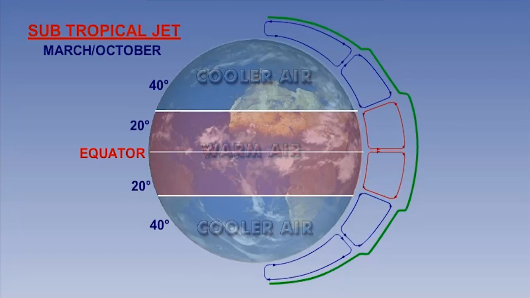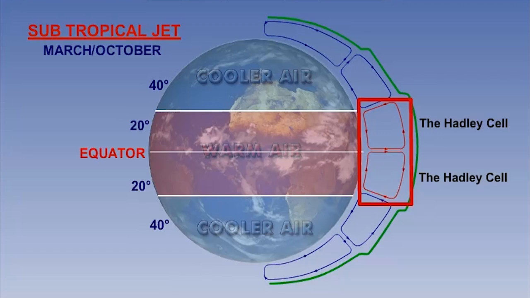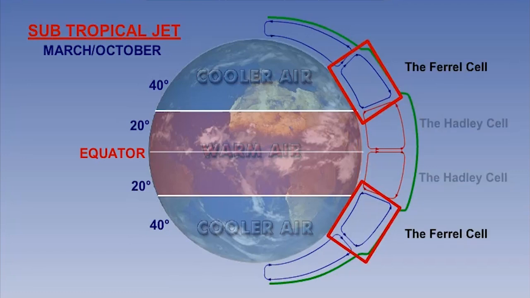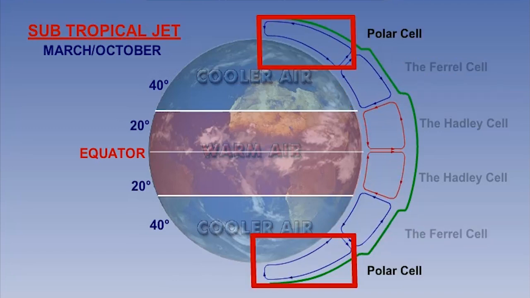The heat generated near the equator starts the first two air circulation cells. These are called the Hadley cells. The next two cells circulating either side of the Hadley cells are called the Ferrel cells. These cells have much cooler air circulation since they are at higher latitudes. Lastly, the cells circulating nearest the poles are the coldest and are called the polar cells.